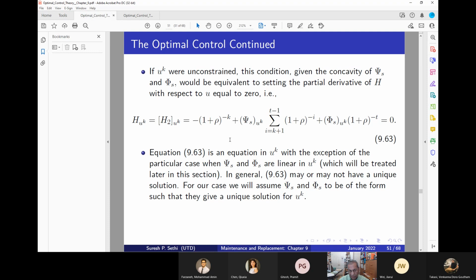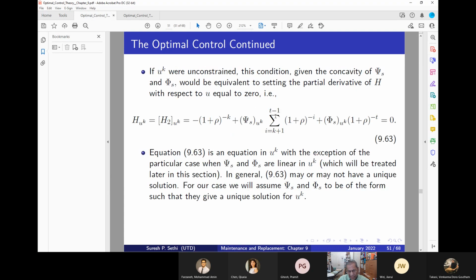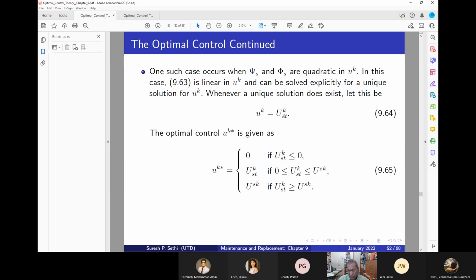So I'm going to assume they're quadratic, then you can see that you can solve this problem by taking the derivative. When you set it equal to 0, the solution will be something like this. It will depend on s, it will depend on t, and it will depend on k. So this would be the solution of that. And then if that solution is between 0 and usk, which is the upper bound, then you have to set it to the upper bound. If it is in between, it's a singular control, then you set it exactly that.